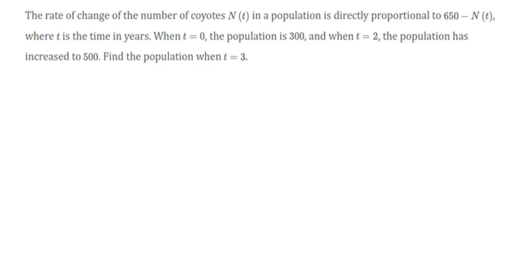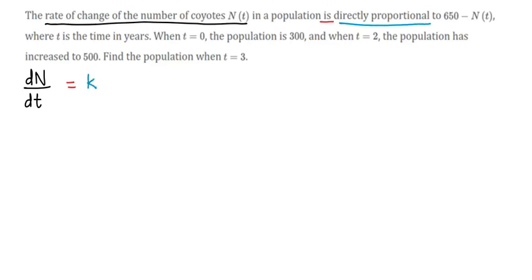In this problem, they tell us that the rate of change of the number of coyotes, which is represented by n of t, the rate of change of that would be the derivative of n with respect to t. So I have dn/dt, and a population means directly proportional to, so I'm going to introduce a constant of proportionality k times (650 minus n of t). So here is our differential equation.